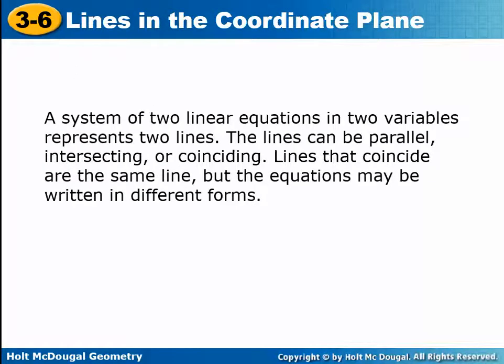Okay, so if you have 2 lines being graphed, the lines could be parallel, the lines could intersect somewhere, or they could be the exact same line. That's what coinciding means. Coincide means the exact same thing. But they might be written in different forms, so you might have to simplify or change one into the other form to be able to tell if that's what they are.